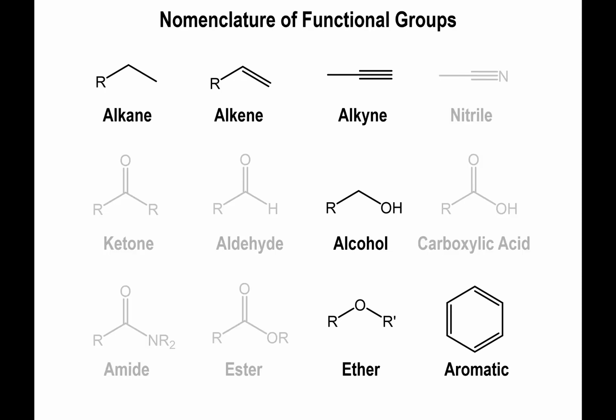Now the ones that we're going to focus on for naming purposes in this class are the alkanes, the alkenes, alkynes, alcohols, ethers, and the aromatic substances. The other functional groups, you will investigate their nomenclature in the second part of organic chemistry. So we're kind of like breaking it up in halves.